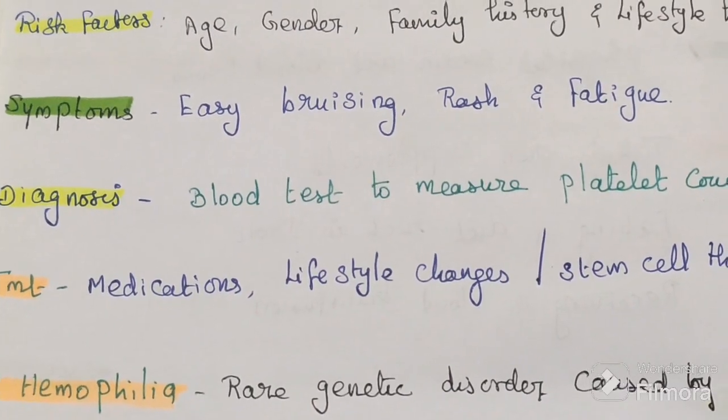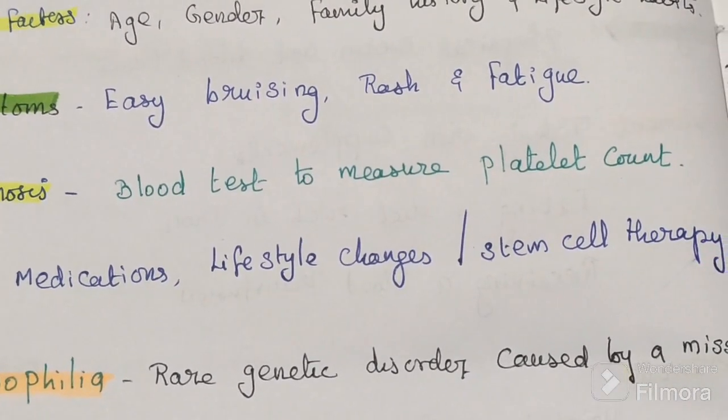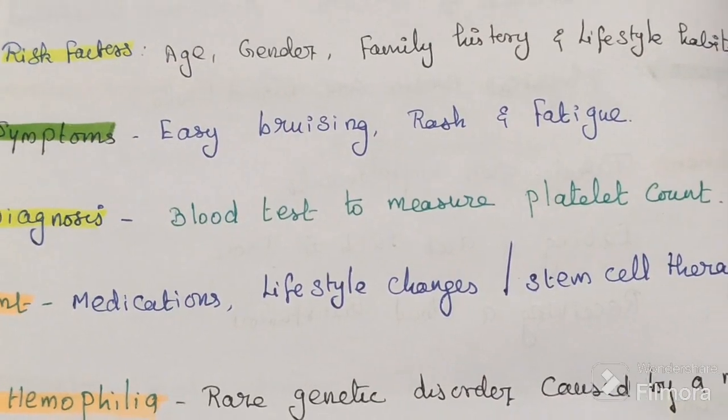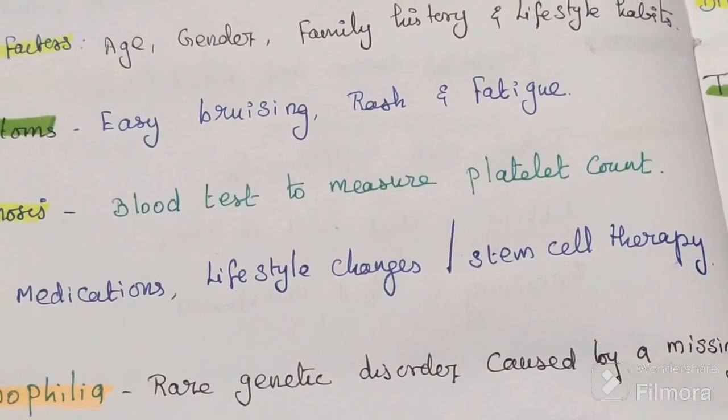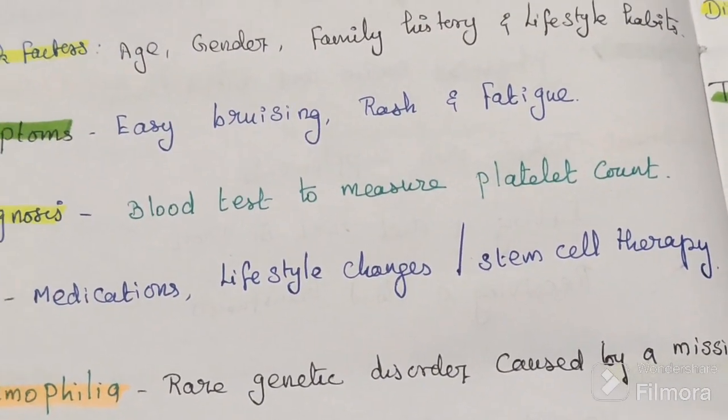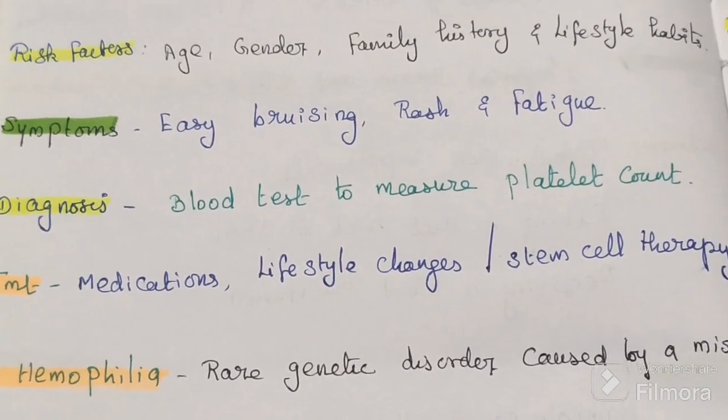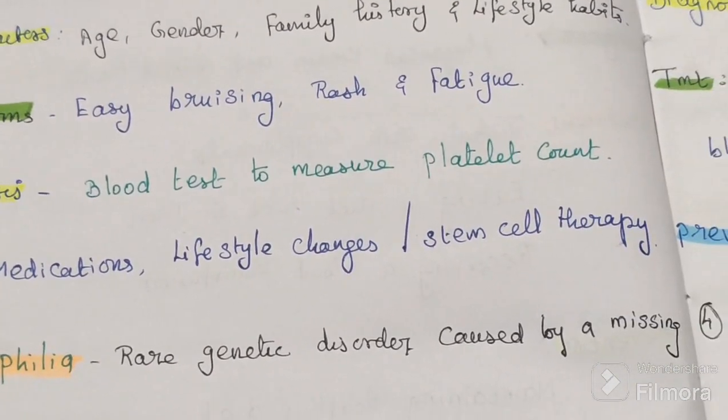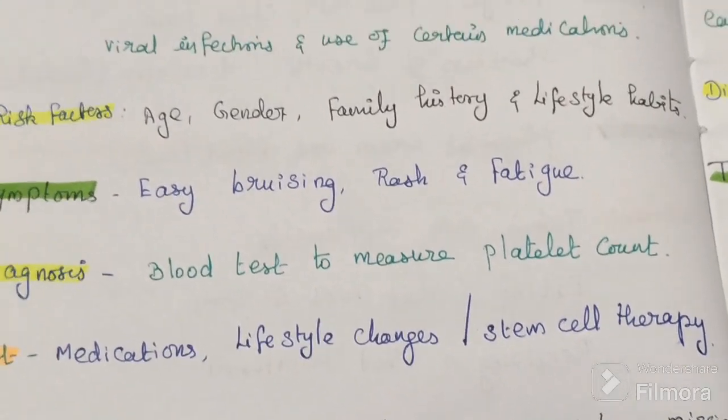Symptoms: easy bruising, rashes, and fatigue. Diagnosis method: we can collect a blood sample to measure platelet count. Treatment: medication, lifestyle changes, and stem cell therapy.